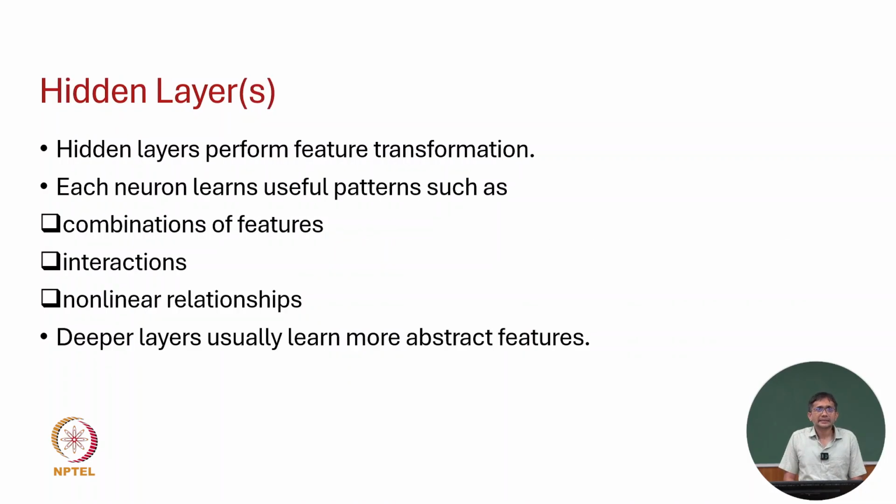The hidden layer essentially performs feature transformation. Each neuron learns useful patterns, such as combinations of the features. So the input features that we took, the combination of those 7 features, the nonlinear relationships, will eventually be learned by the hidden layers. And this discussion will come back again in the context of CNNs. The deeper you go, the more abstract features you learn.